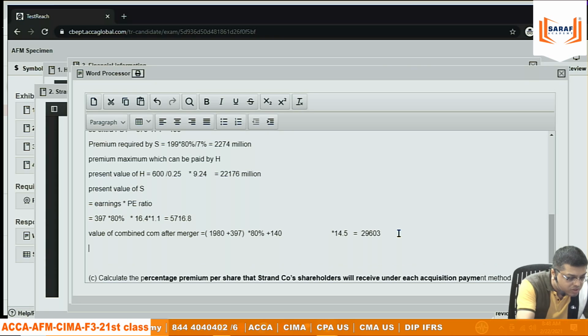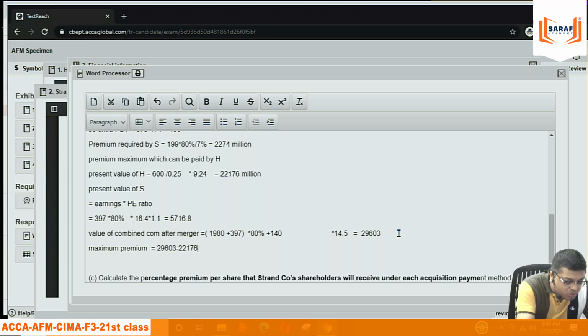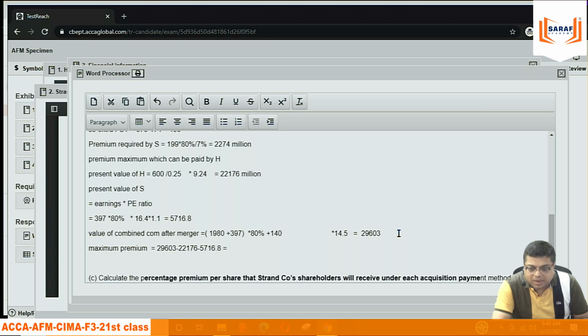29603. So maximum premium सारा अगर उनको दे दे भाई, 29603 minus 22176 minus 5716.8. Whatever the synergistic benefit if we give them. How much is it coming? 1710. So we are going to give them 1710. They are asking 2274.